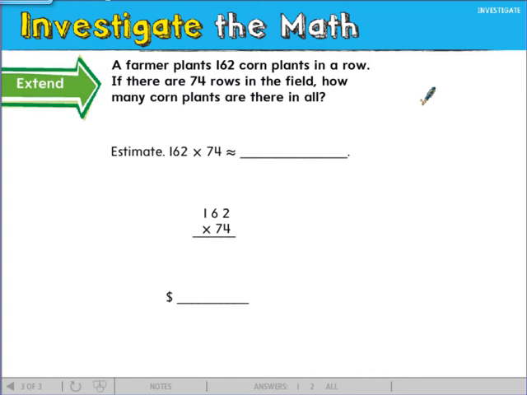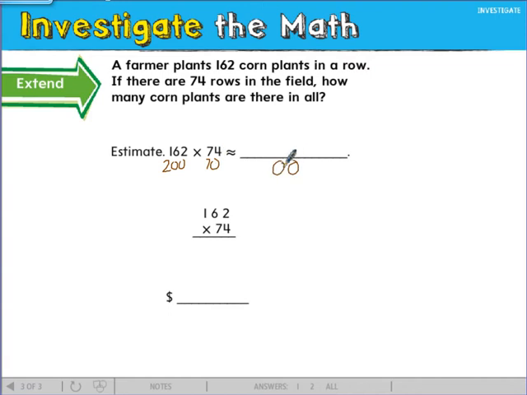So, a farmer plants 162 corn plants in a row. If there are 74 rows in a field, how many corn plants did he plant in all? So, first thing they want us to do is round. So, we're going to estimate. 162 will round to 200. And 74 will round to 70.